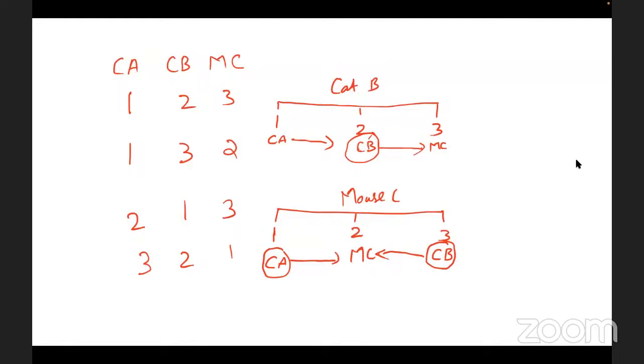The question is simple. So you have to find the difference for these three. Okay, using that difference, by which conditions you will tell cat A will win, cat B will win, or mouse C would win. Okay, 1 + 2 - 3.